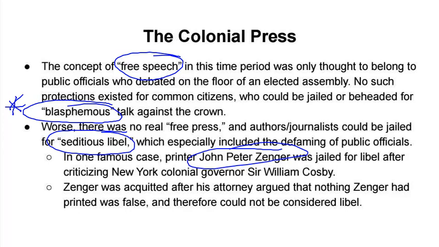Zenger, after writing things about the colonial governor, Cosby, is thrown in jail, but he takes it to trial and he is acquitted after his attorney successfully argued that nothing Zenger had printed was false and therefore could not be considered libel. And libel is really just defamation of character. Because everything he had written was true, he could not be considered guilty of libel.